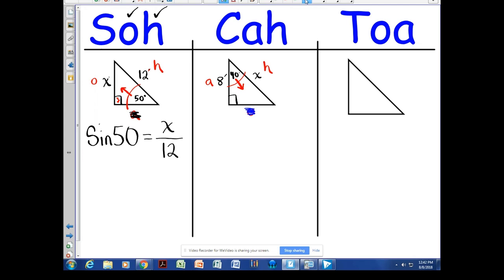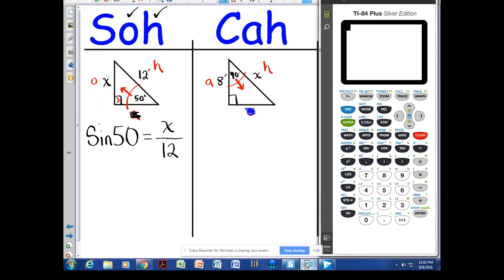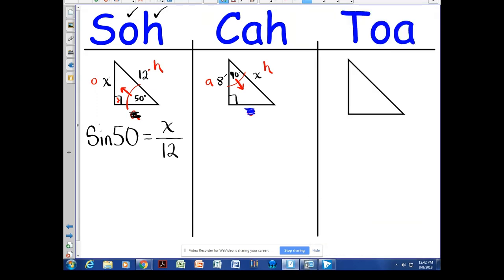Well, an A and an H, there's only one of SOHCAHTOA that has an A and an H, and that's this one right here that begins with a C. The C, if I look at my calculator to remember, oh yeah, that's my cosine. So I am going to start this problem with cosine.